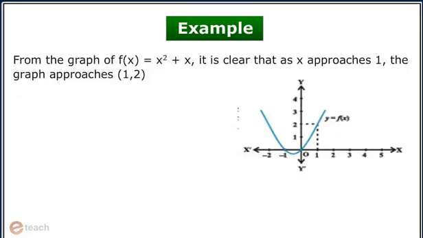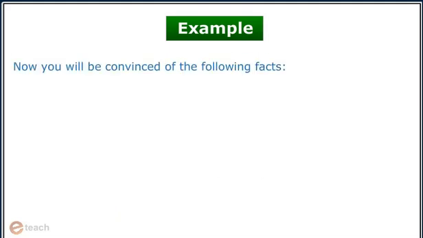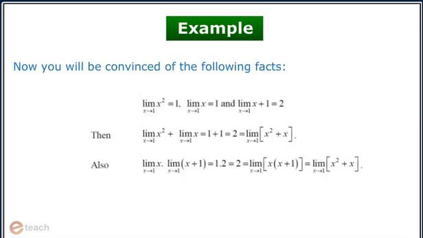From the graph of f(x) equals x squared plus x, it is clear that as x approaches 1, the graph approaches the point (1, 2). Here again we observe that the limit as x tends to 1 of f(x) equals f(1). Now you will be convinced of the following facts.